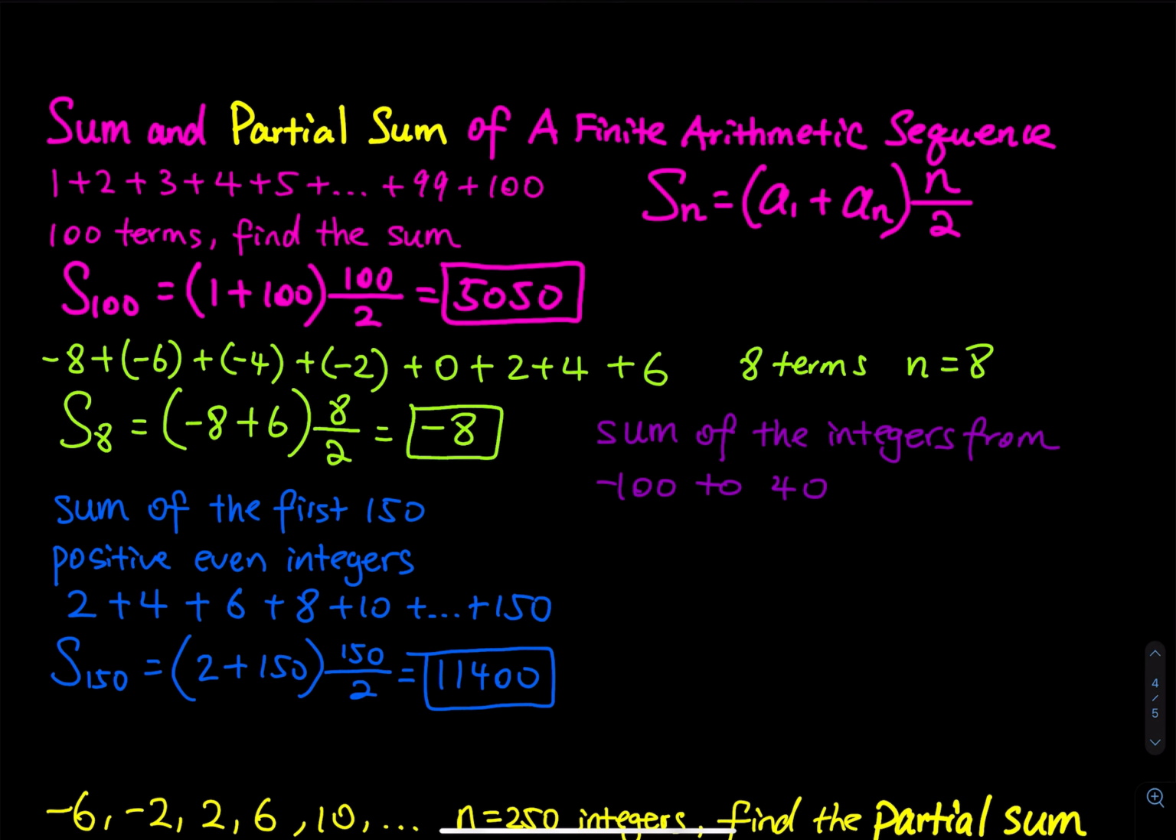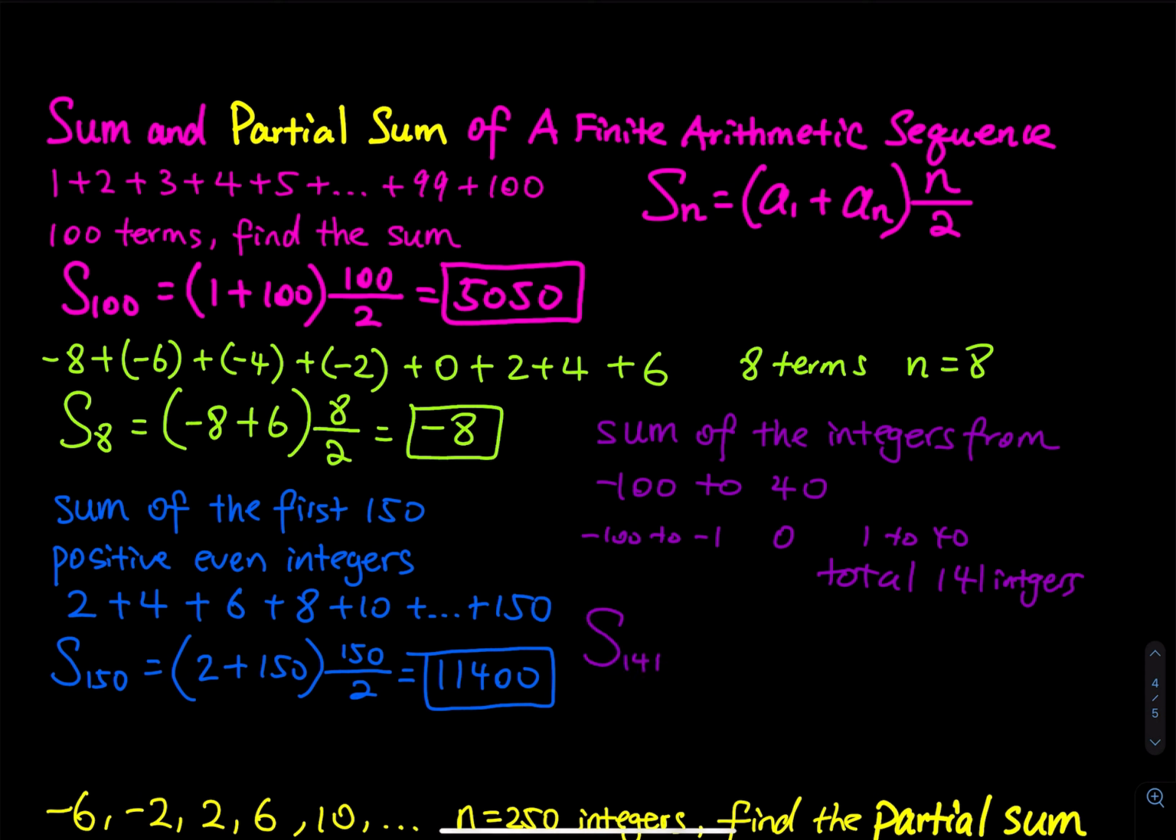All right, how do you do this? How many integers are there? So from -100 to -1, there are 100 numbers, right? And then you have a 0, and then you have 1 to 40. So what is the total? The total is 141 integers. Okay, so we have S of 141.